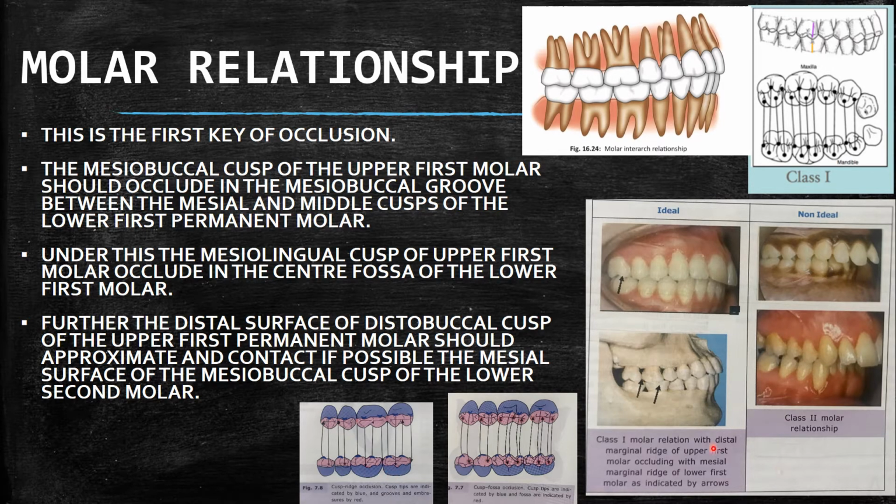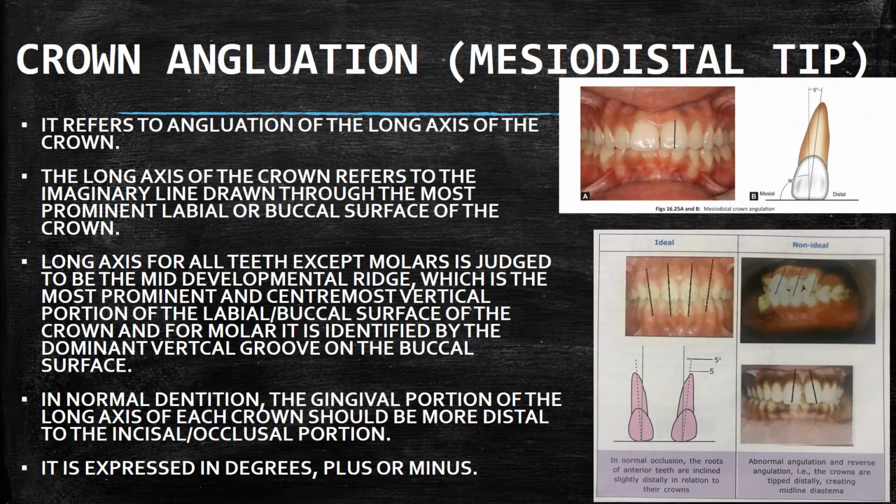Now here, as you can see, this is class 1 molar relationship. This is occluding properly, and this is the case of ideal. And this is a non-ideal case over here. This is class 2 molar relationship, in which you can see the maxilla is way ahead of the mandible. So this is class 2, which is not ideal. So this is malocclusion.